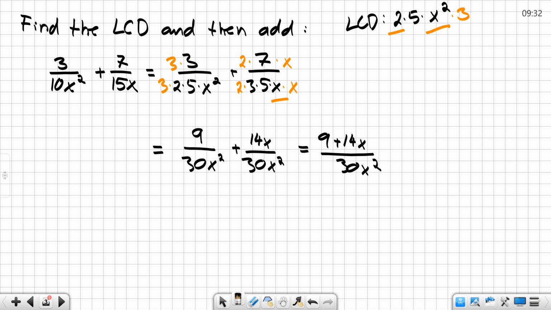There is nothing that can be cancelled out. That x on the top and an x on the bottom cannot be cancelled out. These are not factors.